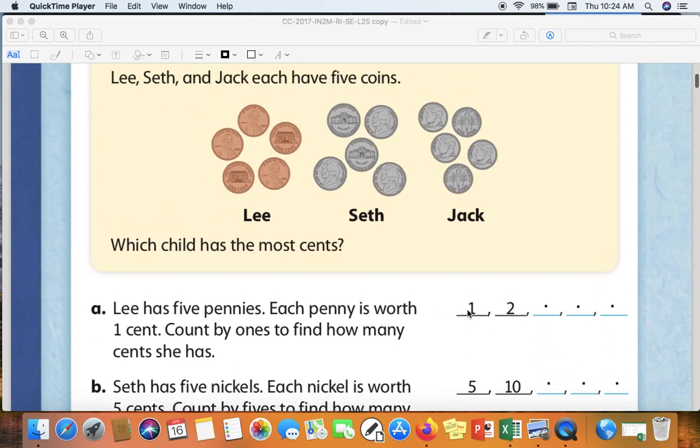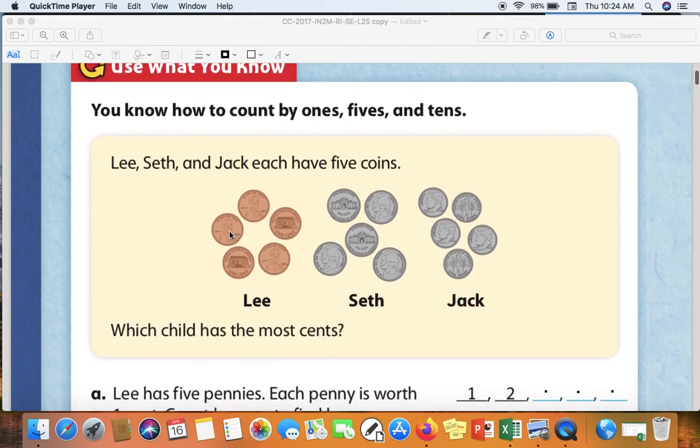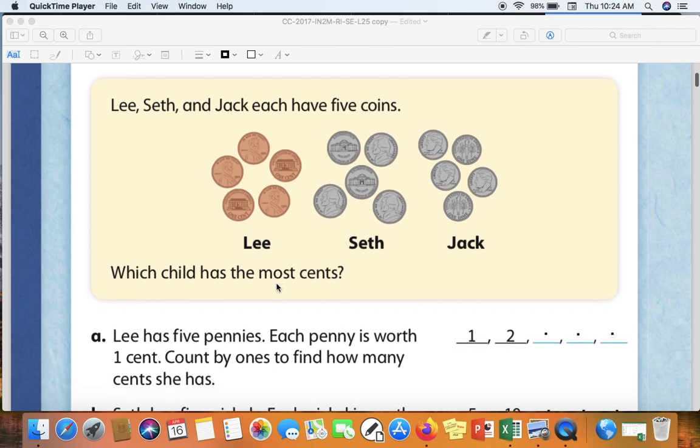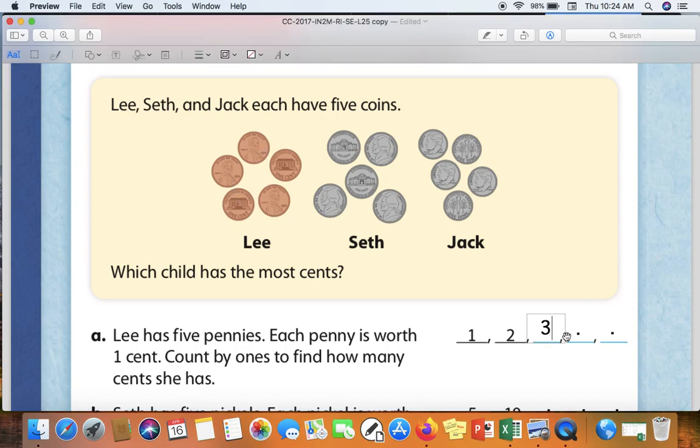We have a couple of students here. They each have 5 coins, 1, 2, 3, 4, 5, but we want to know which child has the most cents, whose coins have the most value. We're going to start off with Lee. Lee has 5 pennies. Each penny is worth 1 cent. So when we count his coins, we're going to say 1, 2, 3, 4, 5. His coins have a value of 5 cents.